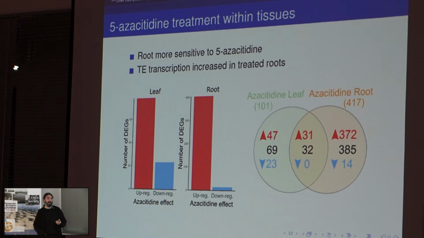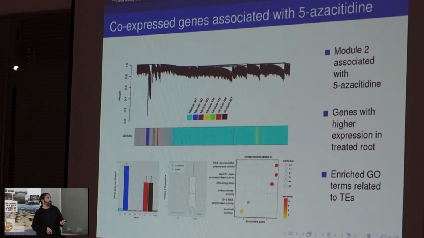However, under stress or demethylation, these signals are being removed from the element, and it's provoking them to be active again. So this can have consequences in the genome stability and eventually viability of the plant. So this happened in roots.